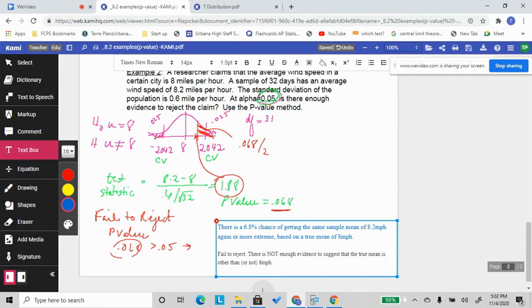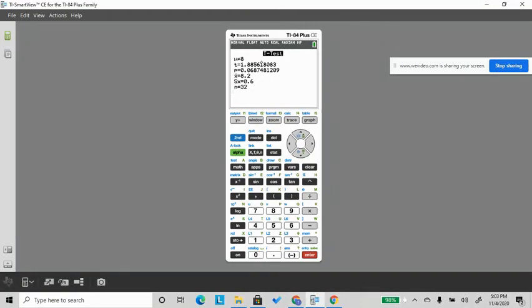So let me show you something about that two-tailed test and what I was talking about up here about this area. So if I go to the graphing calculator, and right now it's a two-tailed test.